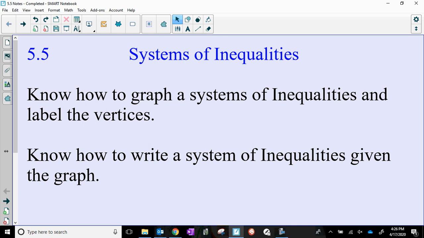The other goal that we're going to deal with, that we'll see appear in the homework, is that we will give you the picture, the inequalities graph, and you've got to work your way backwards and write the systems of inequalities.